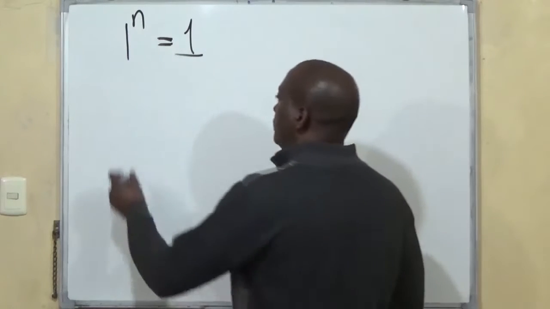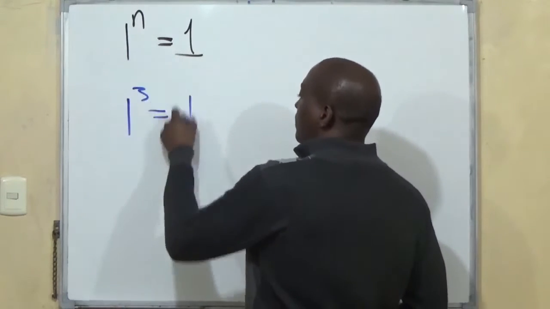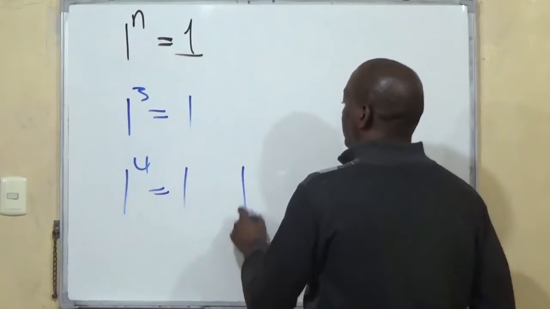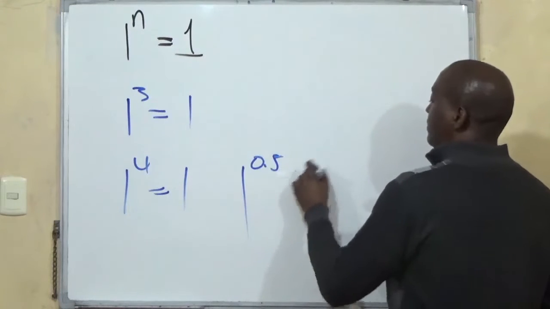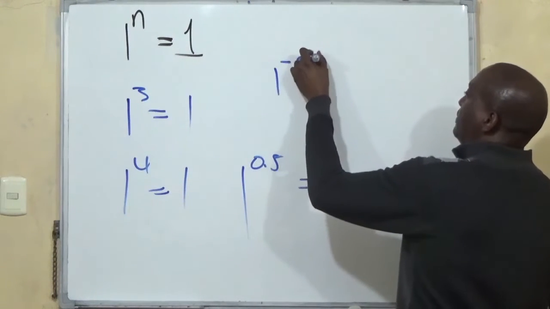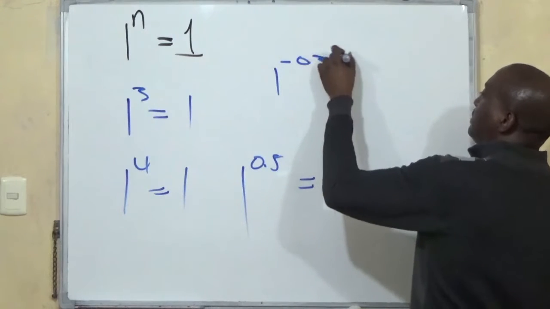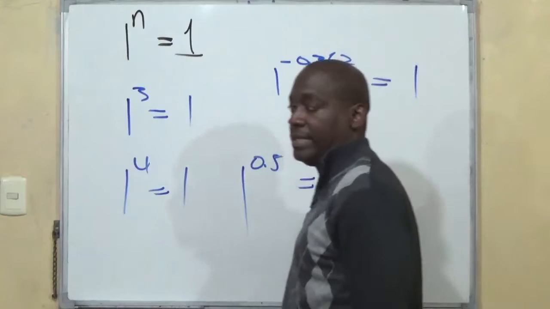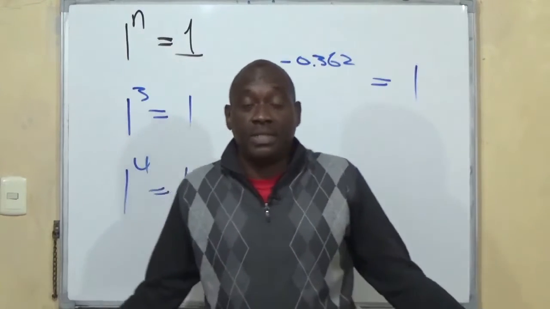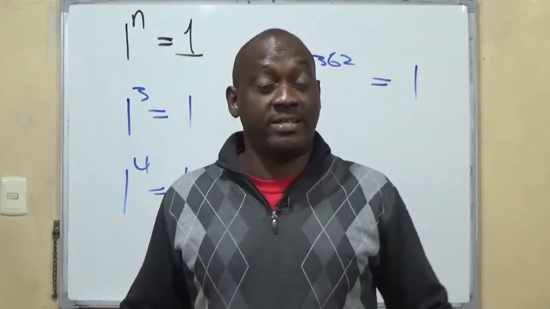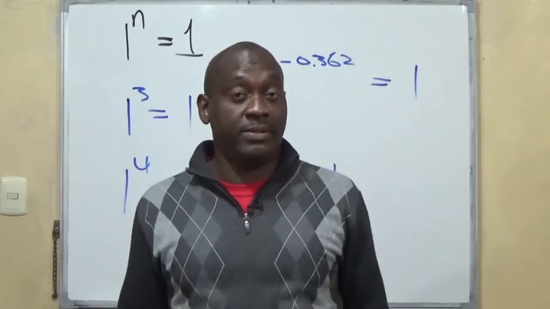So 1 to the power 3 is 1. 1 to the power 4 is 1. 1 to the power 0.5 is equal to 1. 1 to the power of minus 0.362 is also equal to 1, etc. Nothing else really to be said about that. 1 raised to any power is equal to 1.